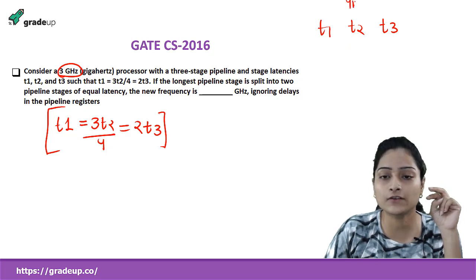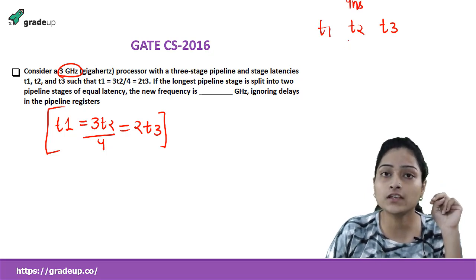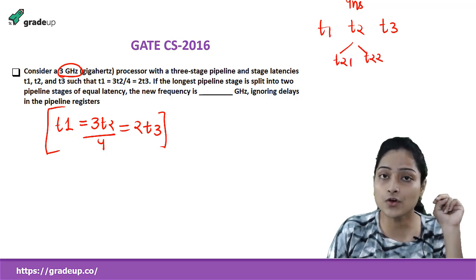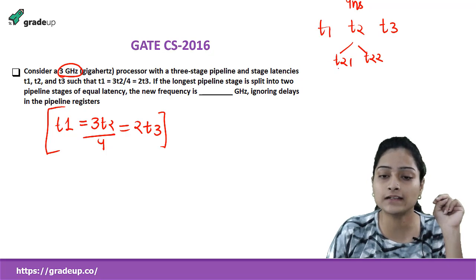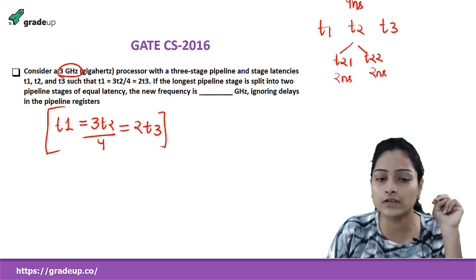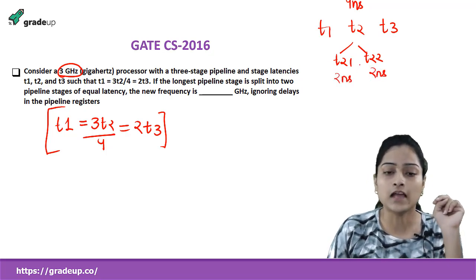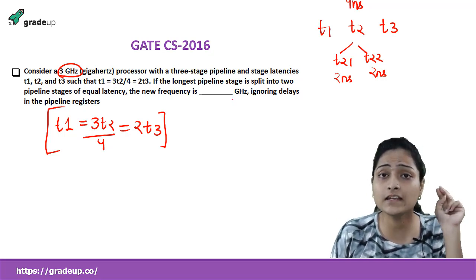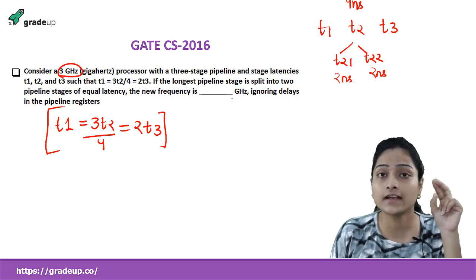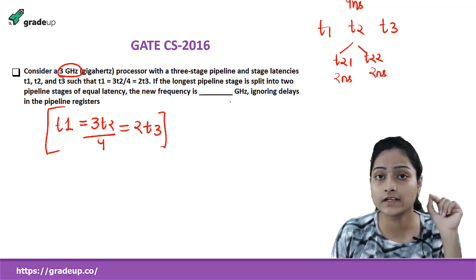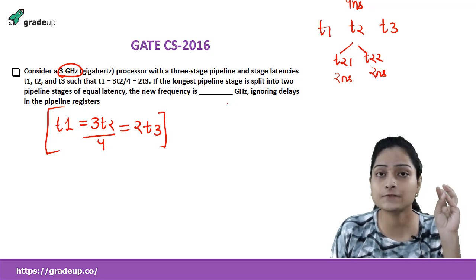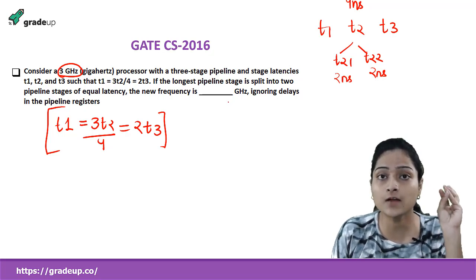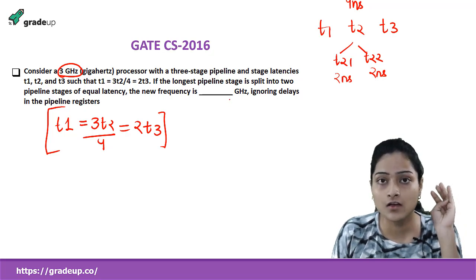Suppose it was having 4 nanoseconds of delay previously. Now the new strategy is to divide it into 2 stages, T21 and T22. Now your pipeline is going to have 4 stages, but the delay over here is 2 nanoseconds and 2 nanoseconds. Now it is asking me the new frequency. What will be the new frequency of the new pipeline which we have developed? So the procedure is, first of all, I have to find the stage with the maximum delay, then split it and then find the frequency.